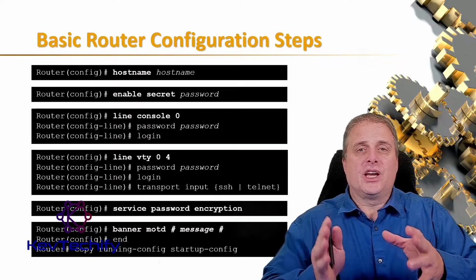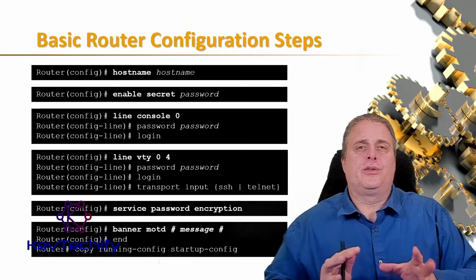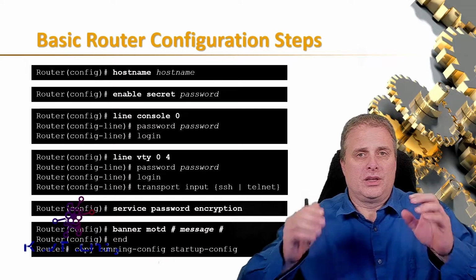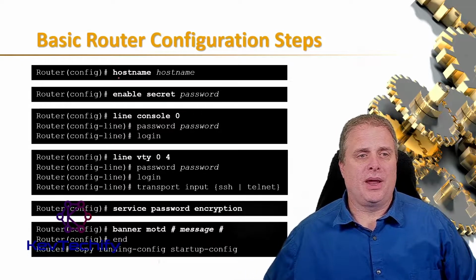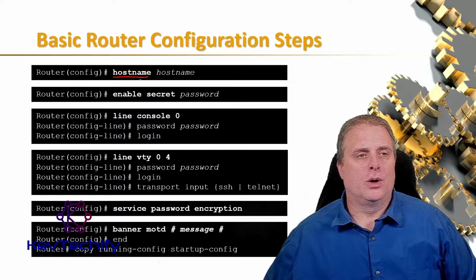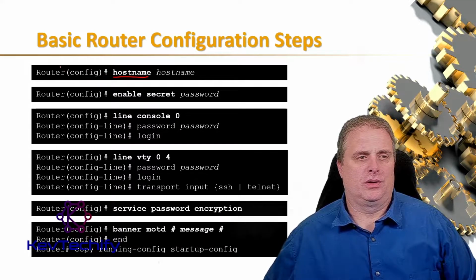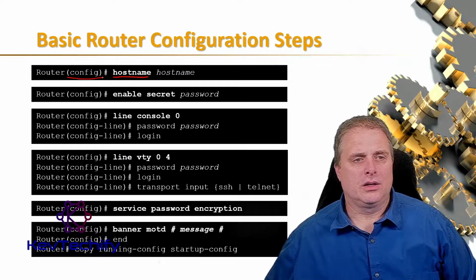These are the basic steps you'll take to configure your router. First thing you should do is set your device name. Set your device name here is the command hostname. Notice the prompt we are in. This is global configuration mode.